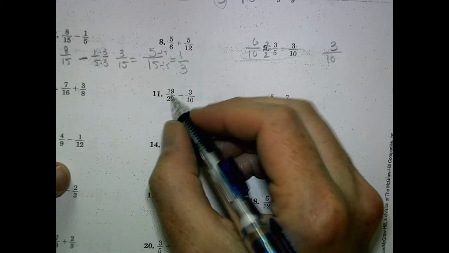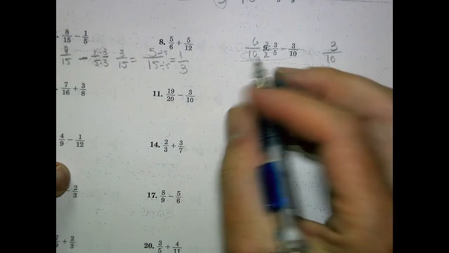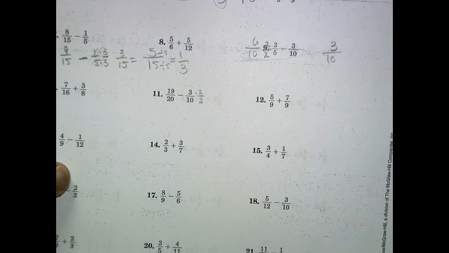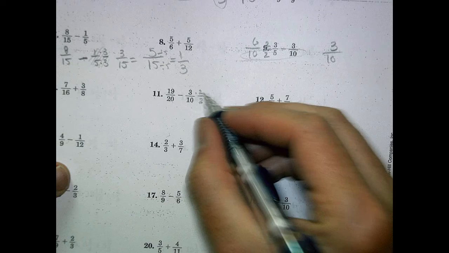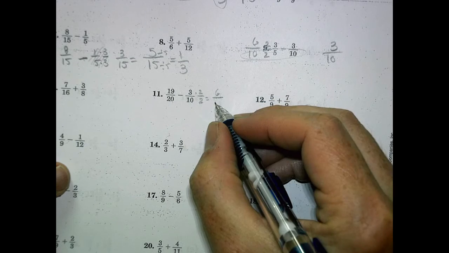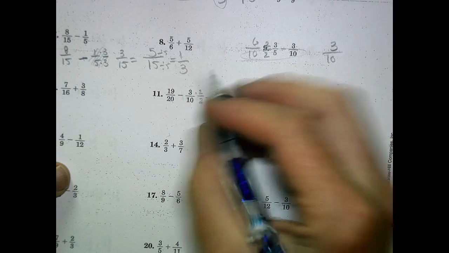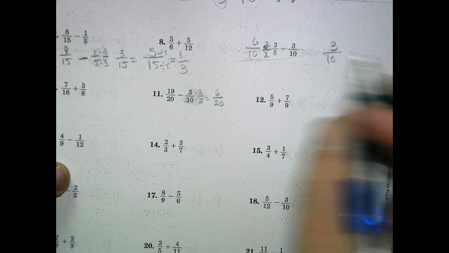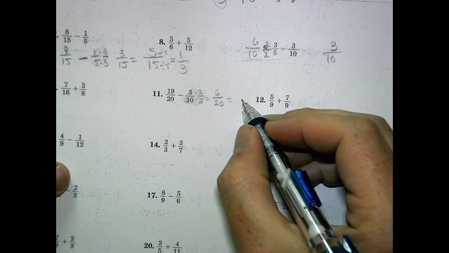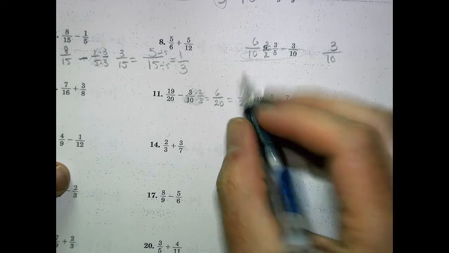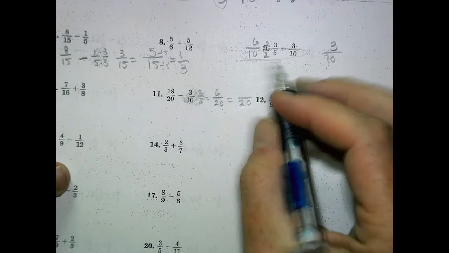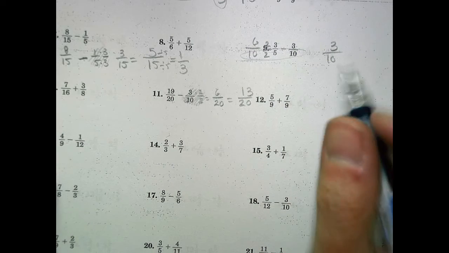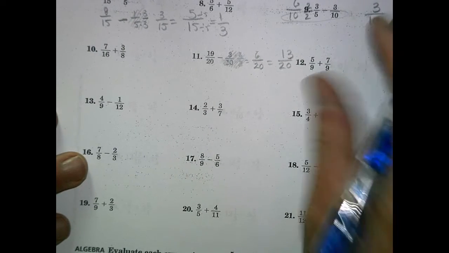Number 11. 20 and 10, not the same, but if I multiply this by 2 over 2, I end up with what? 3 times 2 is 6, 2 times 10 is 20. Now I have a common denominator. So I'm going to kind of ignore that on my paper. Common denominator says, keep it the same. Now I do 19 minus 6 is 13, and that's it. Whew, nice. Not a lot of simplifying, right?